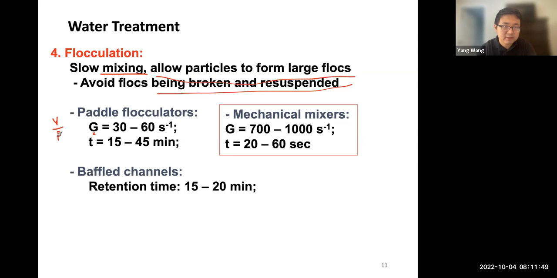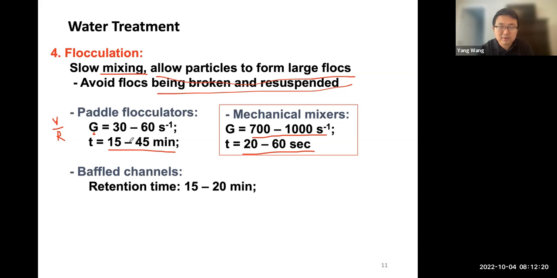Okay, so this G value is just 30 to 60 per second for a flocculator. If you compare that against the coagulator, you can see that this is much, much smaller, right? So if you have a half a meter radius turbine, this just means the velocity is 15 to 30 meter per second, which is much slower. And then for the residence time, you can see that this is also talking about different orders of residence time, right? This is 15 to 45 minutes.